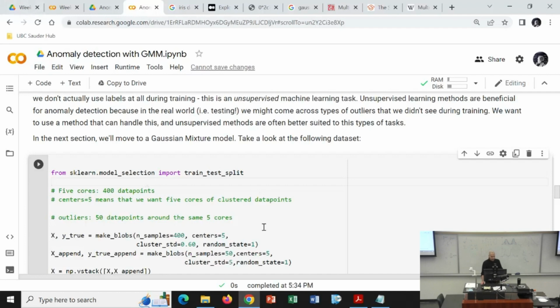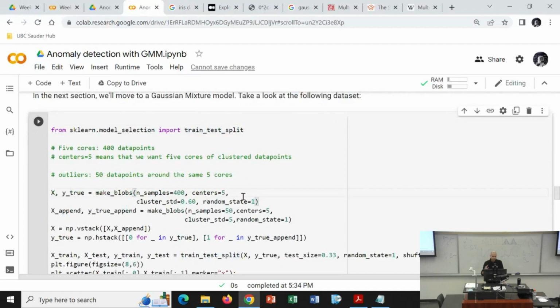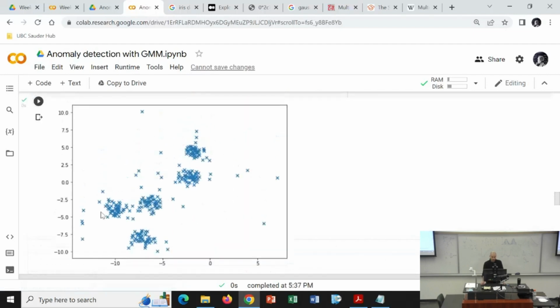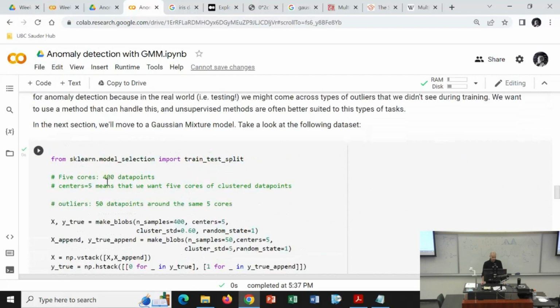All right, so now I'm going to move on to something a bit more complicated. This is where we have 5 cores of data, and we want to detect the outliers. So let's say our data looks like this. The code was such that it creates 5 new clusters of data, and then outliers based on the same centers but with higher variance, right? So now here, again, I'm playing God. I have 400 data points which are normal, and there are 50 data points which are outliers.